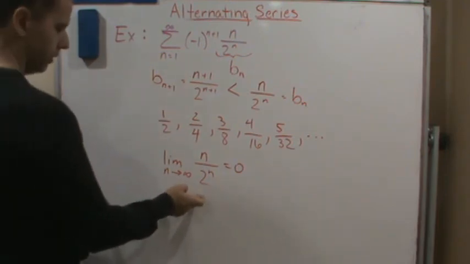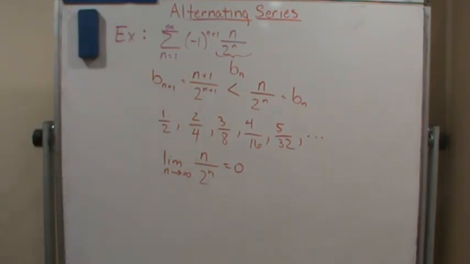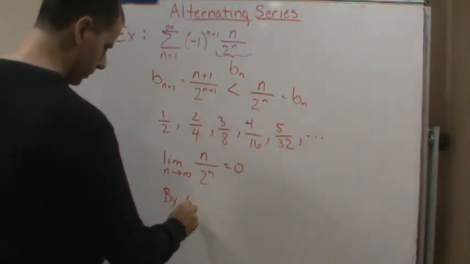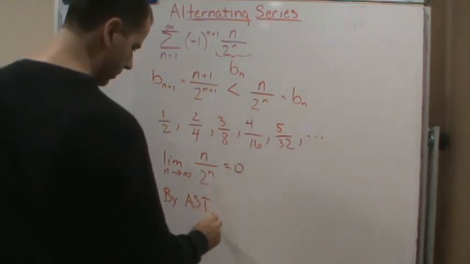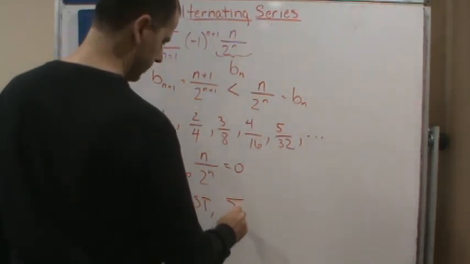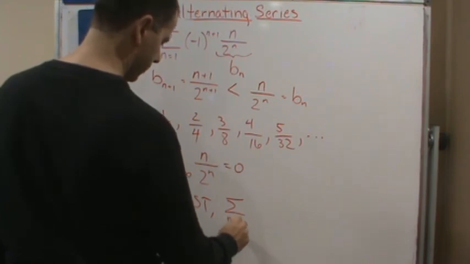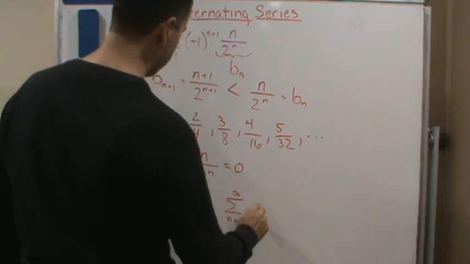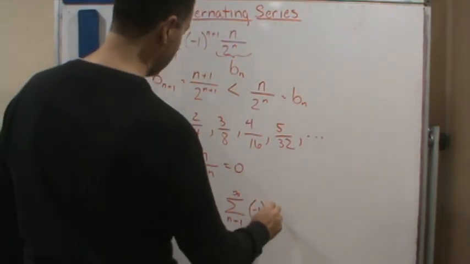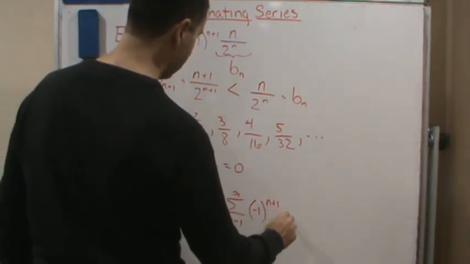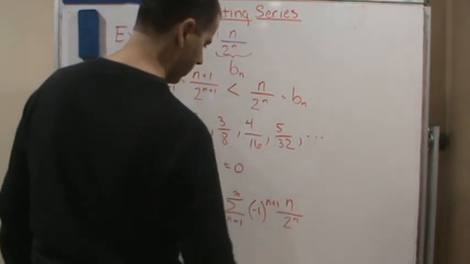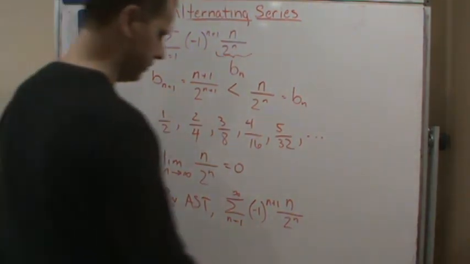And the limit is going to 0, we can conclude by the alternating series test that the series converges.